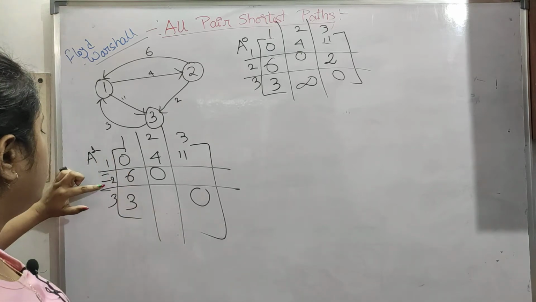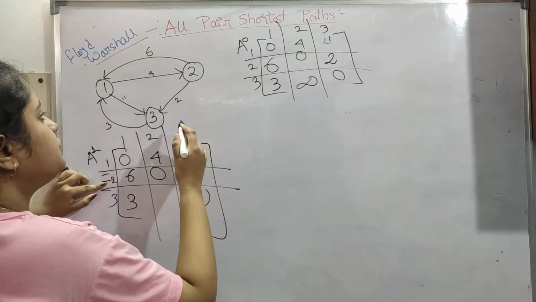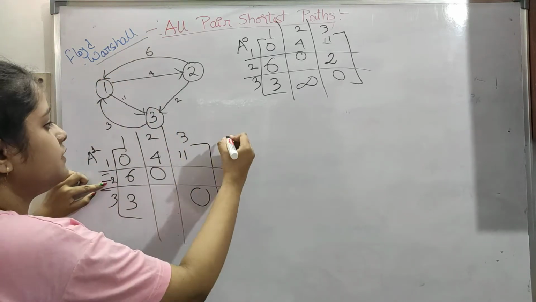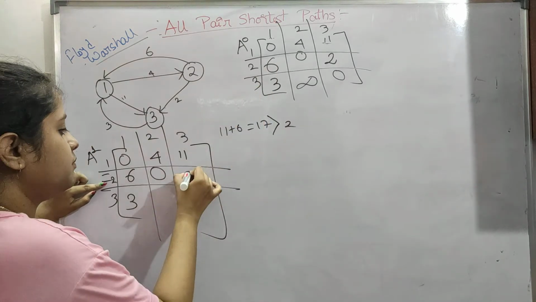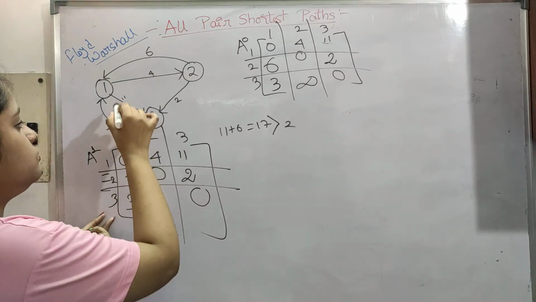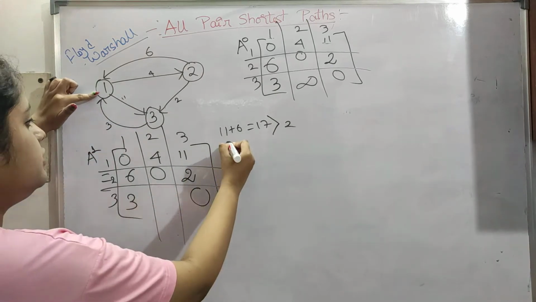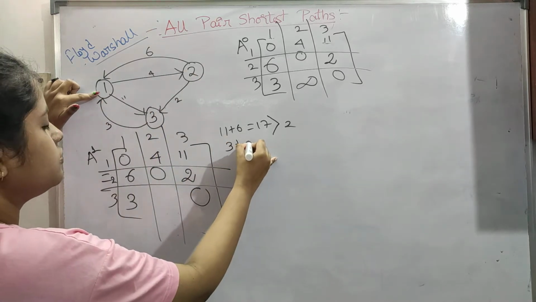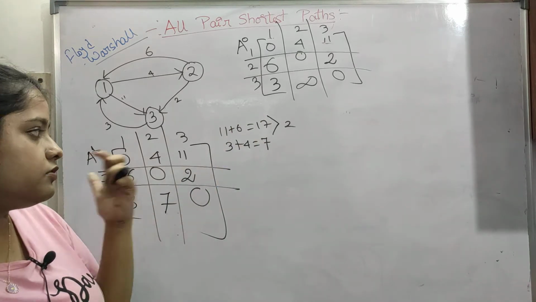Now from 2 to 3. Previously it was 2. If we are using 1, so 2 to 1 is 6, then 1 to 3 is 11, so it is 6 plus 11, which is 17, which is greater than 2, so it will remain as 2 only. Now next is 3 to 2. Previously it was infinity, and anything will be less than infinity. So 3 to 1 is 3, then 1 to 2 is 4, so 3 plus 4 is 7. 7 is obviously less than infinity, so 7 is put here.